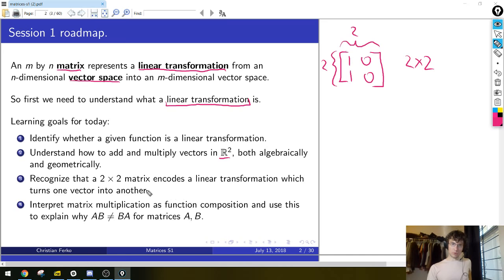Then we'll learn what a matrix really is. So a 2 by 2 matrix encodes a linear transformation, as we said above, which is something that'll take one of these vectors we'll learn about into another. So it's just a kind of function. It takes an input and gives you an output, but now the input and output are these more complicated objects called vectors.